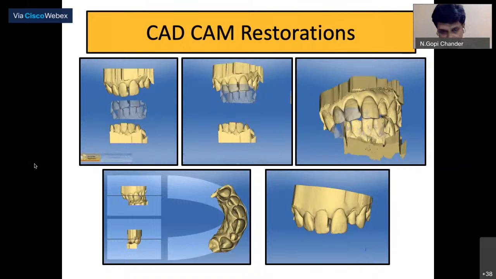CAD CAM restorations, it's diverse. The majority of us are aware of it being used. Single restorations are the most common restorations. What you do is prepare the tooth, scan the models, scan the tooth structures, transfer it to the system, design the restorations according to your needs, and mill it. Once the restoration is milled, you fix it up. So it can range from the most simplified restorations to the most complex fixed partial denture restorations or implant restorations obtained with your CAD CAM.